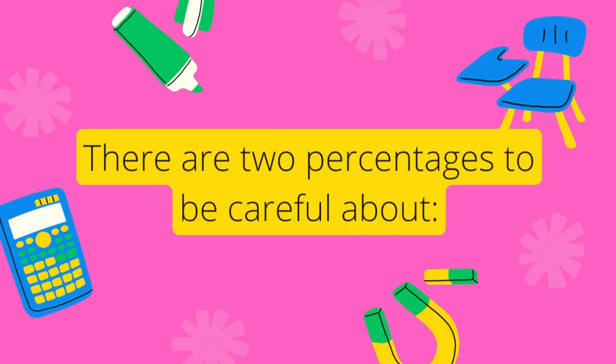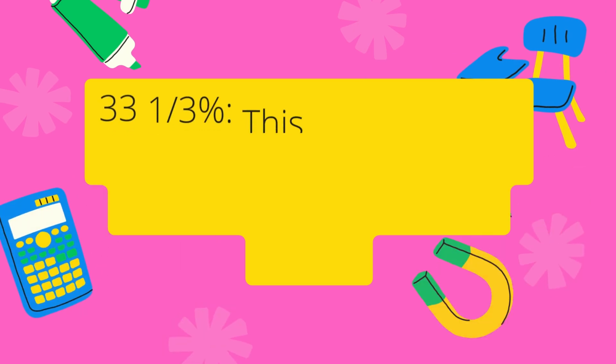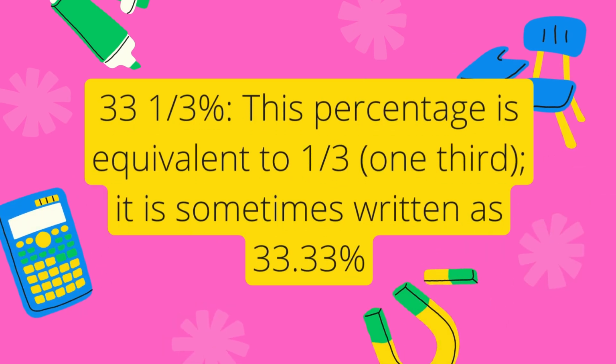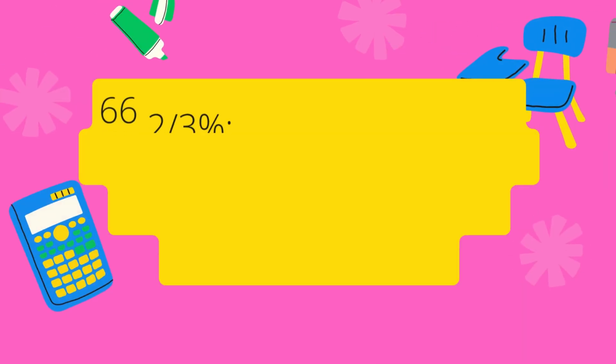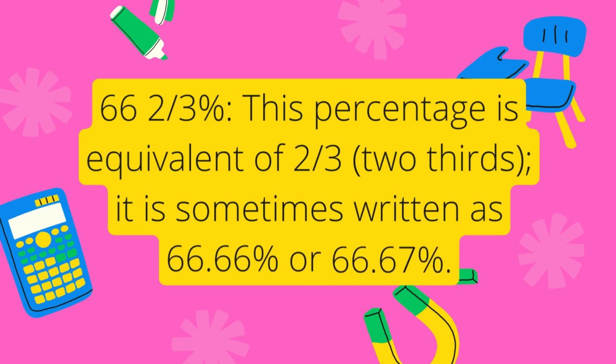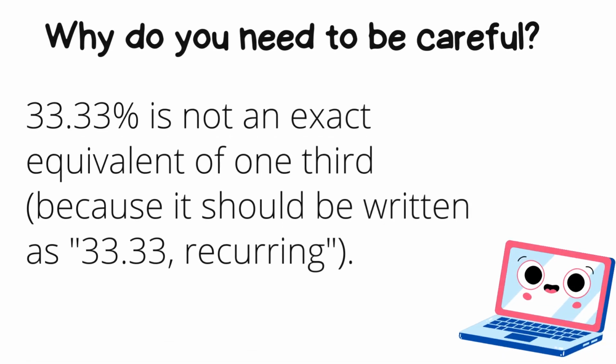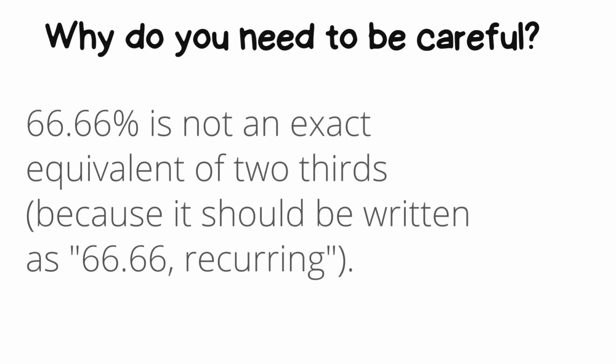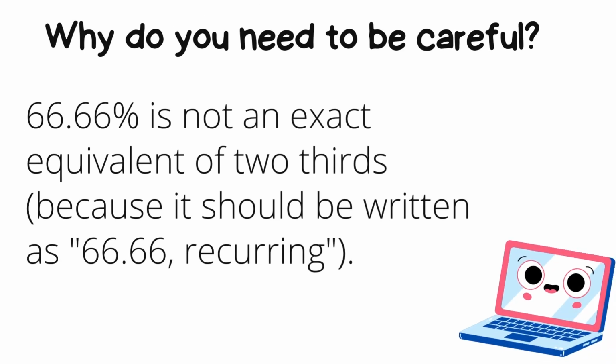There are two percentages to be careful about. 33 and 1/3%. This percentage is equivalent to 1/3. It is sometimes written as 33.33%. 66 and 2/3%. This percentage is equivalent to 2/3. It is sometimes written as 66.66% or 66.67%. Why do you need to be careful? 33.33% is not an exact equivalent of 1/3, because it should be written as 33.33, recurring. 66.66% is not an exact equivalent of 2/3, because it should be written as 66.66, recurring.